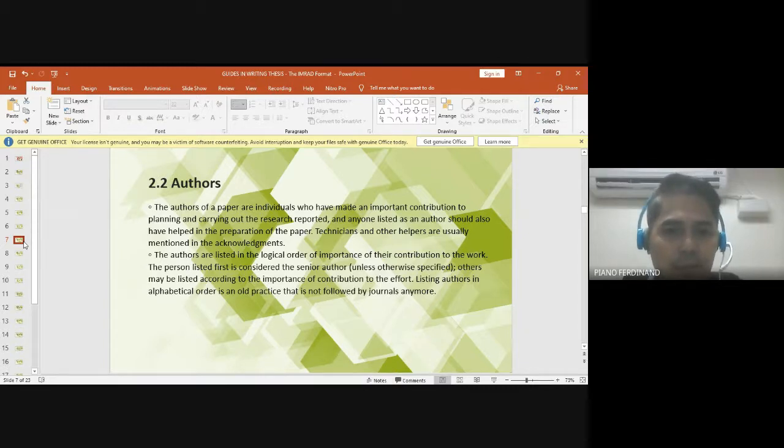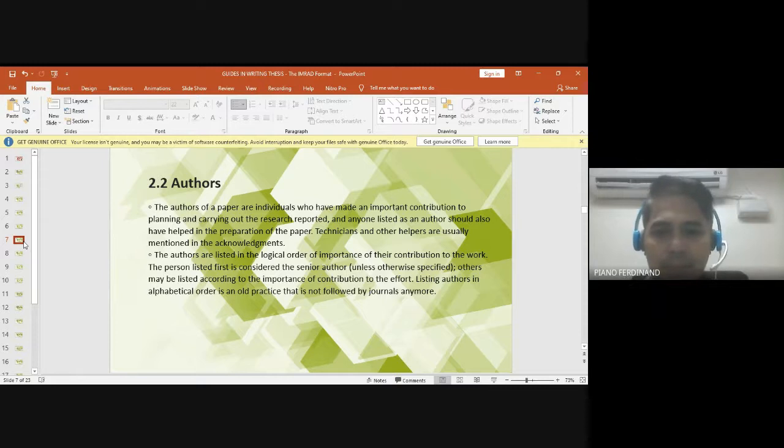The authors are listed in the logical order of importance of their contribution to the work. Okay, yan. Isa pa po itong napaka-importanting bagay na dapat nating tandaan na kapag isinusulat daw po yung mga researches, yung mga authors name dun sa isang research, naka-arrange po siya according to the importance of contribution. Siyempre, kung sino may pinakamaraming ambag doon sa ginawa nilang research paper, siya dapat yung nasa unahan.